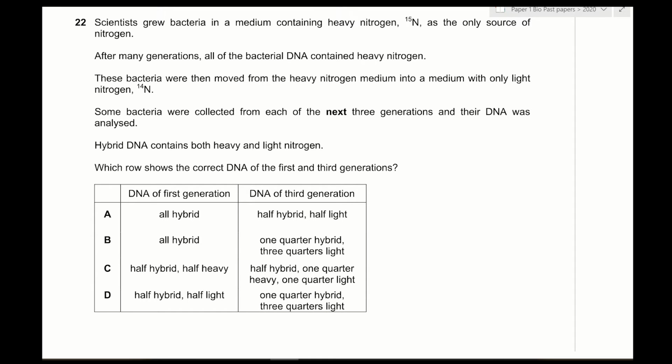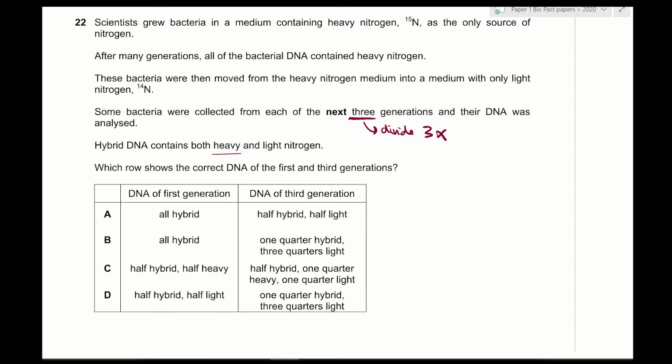Scientists grew bacteria in a medium containing heavy nitrogen N15 as the only source of nitrogen. After many generations, all of the bacterial DNA contained heavy nitrogen N15. These bacteria were then moved from the heavy nitrogen medium into a medium with only light nitrogen N14. Some bacteria were collected from each of the next 3 generations. This means that it has been left to divide 3 times. This is very important. And their DNA was analyzed.